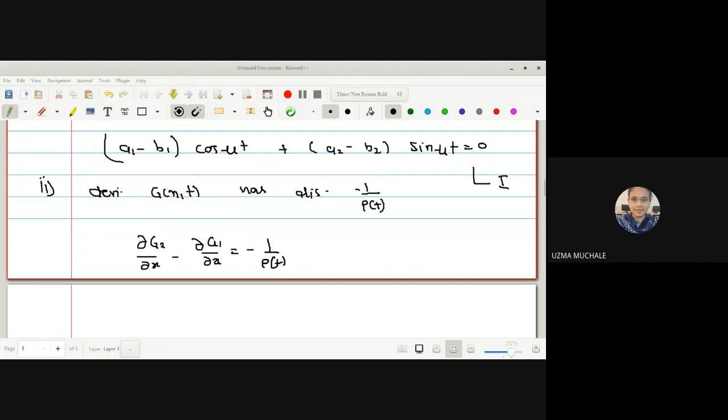Why are we taking a partial derivative? Because your function g is a function of x and t, and we are going to differentiate it with respect to x. So what is the derivative? G2, G1, both you have to just differentiate and tell me. Here you have minus 1 on the right hand side. Calculate it and tell me what is the derivative of G2 with respect to x and G1 with respect to x.